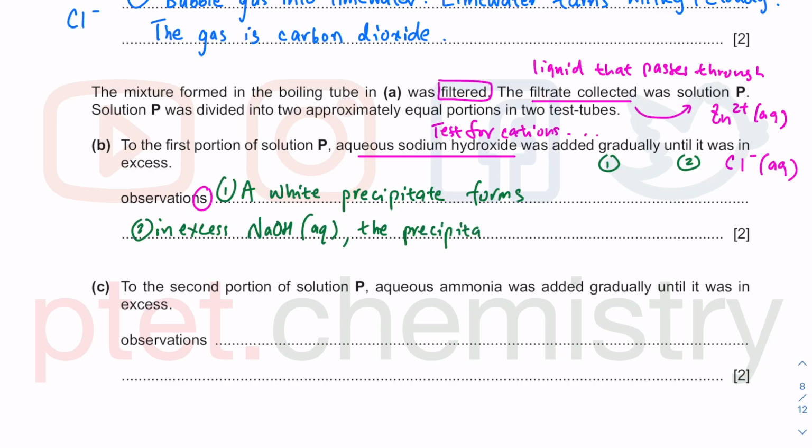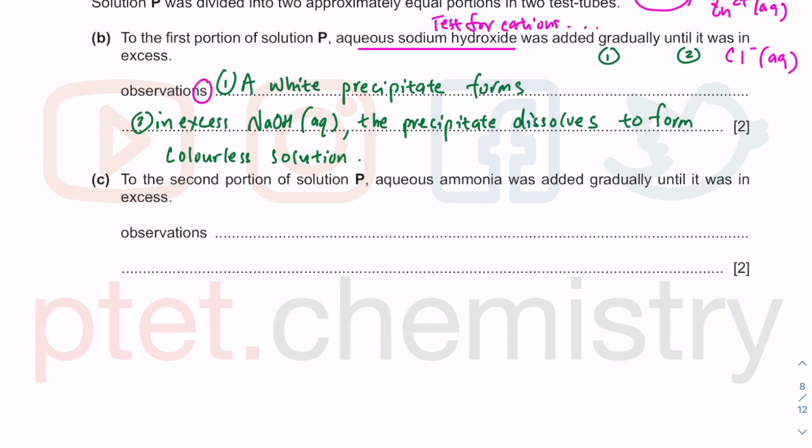Now that is not good enough. When we say the precipitate dissolves, the precipitate is soluble, what does it form? It gives you a colorless solution. Observation, even in a real practical, is about full observation, especially when they dissolve. What do you get in the end?